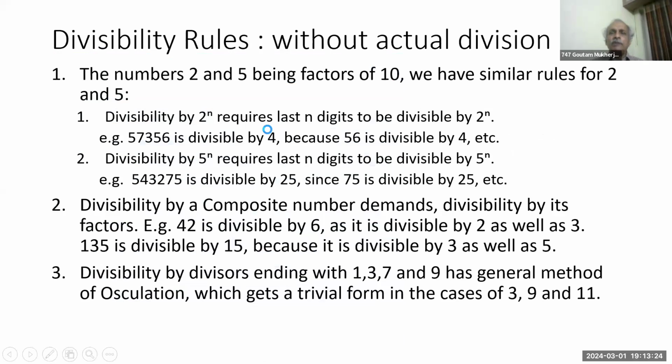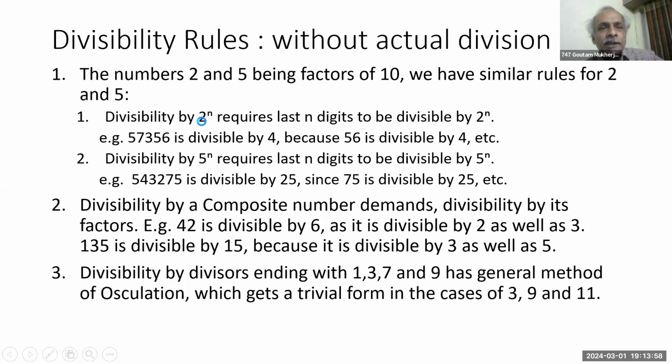Then today we come to divisibility rules without actual division. Certain things are taught in our class, but not all. I'll discuss which is taught and which is not. The numbers 2 and 5: we have the decimal system with base 10, and 10 has two factors, namely 2 and 5. So their behavior looks similar, and the rules are similar.